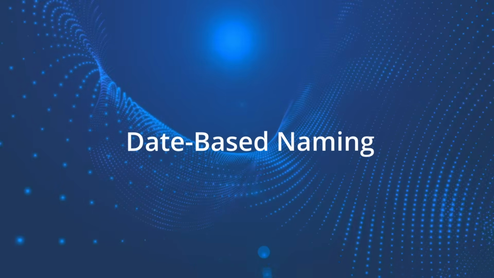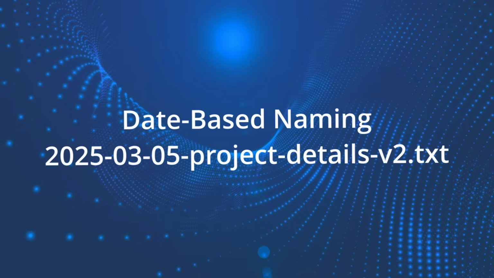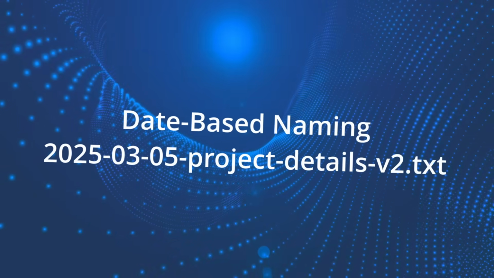So with date-based naming, it's pretty simple. You just put the date at the beginning of the file name. Of course, you can put it wherever you want, but it's better to put it at the beginning of the file name because you can chronologically order everything that way.